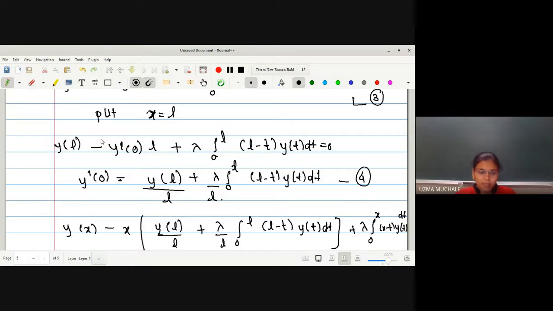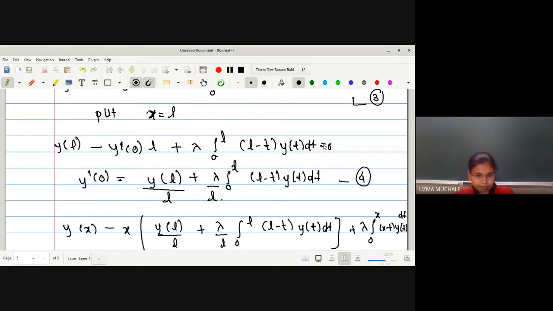So in that way, you can do one more step here. What we can do is write y dash of 0 into L is equal to y of L plus lambda integration 0 to L of minus t y of t dt. ऐसे लिख सकते हो. ये जो टर्म है, इसको यहाँ पे लेने के बाद क्या होगा, y dash of 0 into L. In the next step we can divide by L.